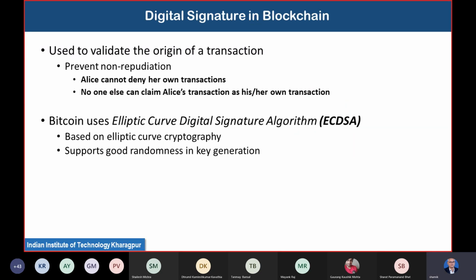So what is the use of digital signature? It is used, in the context of blockchain, to validate the origin of a transaction and prevent repudiation. So Alice cannot deny her own transactions, as we have mentioned, and no one else can claim Alice's transaction as his or her own transaction.